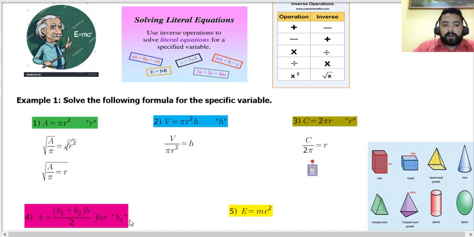In this one we have, I'm going to do first the number 5, and then I'm going to explain the number 4. For example, in the number 5 we have this famous formula.